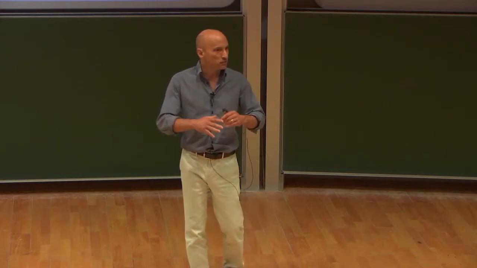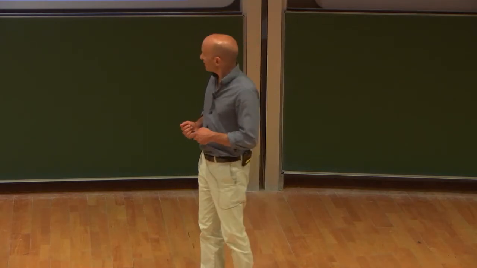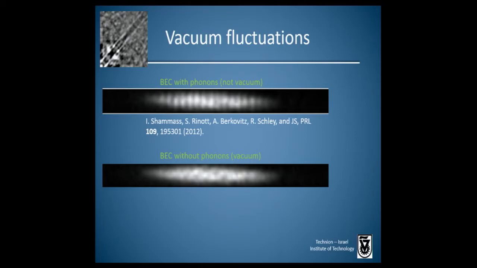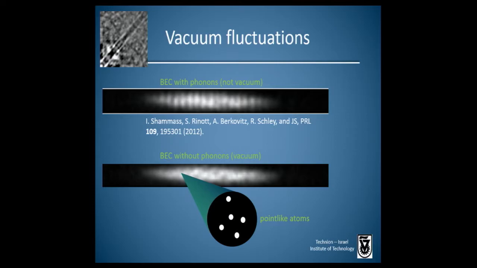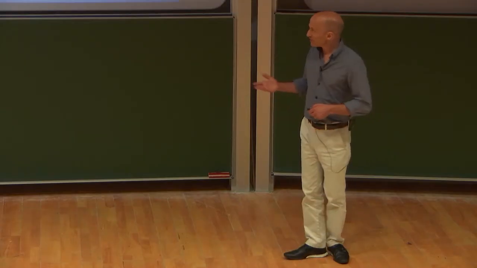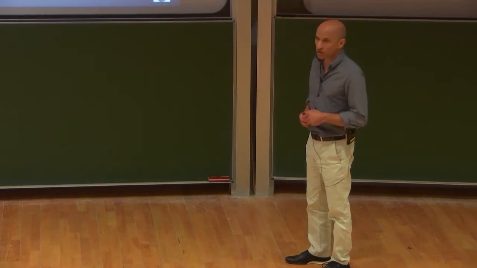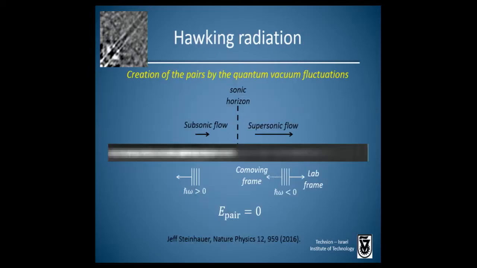This BEC has some smooth macroscopic wave function. So where are the vacuum fluctuations? Well, if we look very closely at this BEC, we see that it's composed of point-like atoms, with basically an infinite density on top of one of the atoms and zero density in between the atoms. And there's a different configuration of these atoms for each realization of the experiment, and these are the vacuum fluctuations. This is certainly true regardless of whether there are phonons in the BEC. So we're looking for the creation of these Hawking pairs, caused by the quantum vacuum fluctuations.